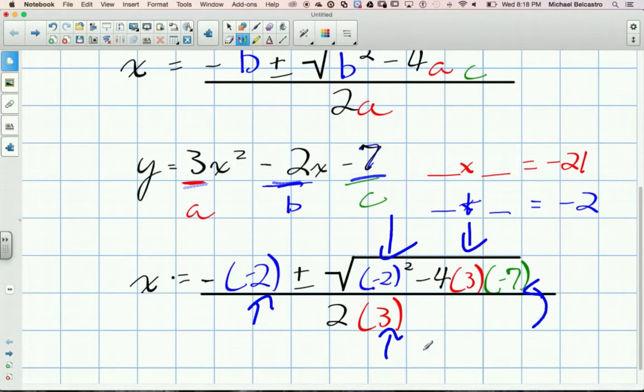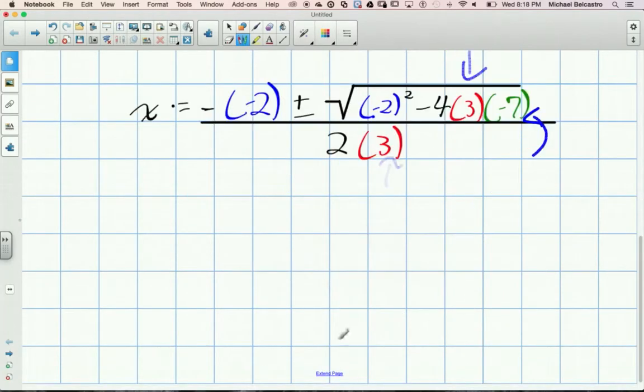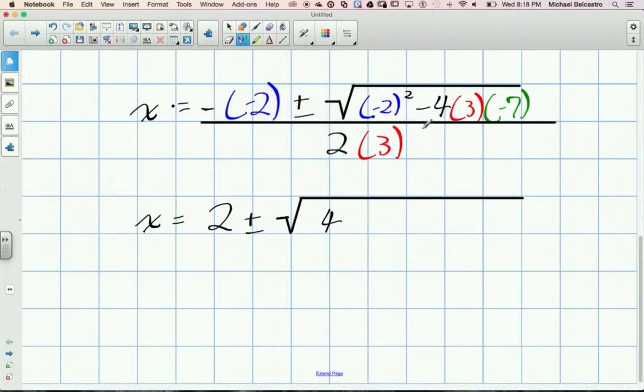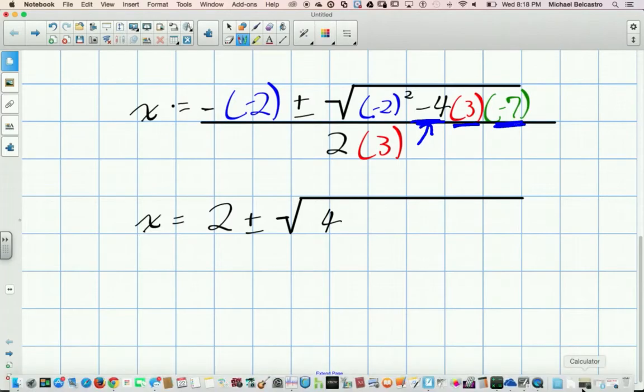Now you just carry out BEDMAS. We work with everything underneath the square root first. So x is equal to, and we can simplify this. A negative of negative 2 would just be positive 2. So we have 2 plus or minus the square root of negative 2 squared, which is going to be 4. Think of this like it is negative 4, because this could be really confusing at points. So negative 4 times 3 times negative 7. When we put those all together, we'll put it in our calculator here.